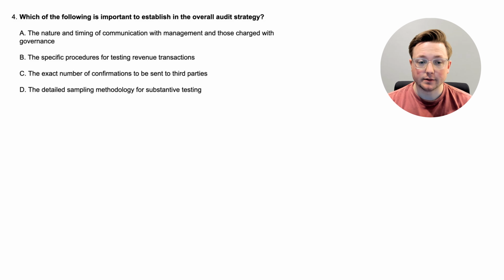Okay, here we are at question 4. Which of the following is important to establish in the overall audit strategy? Let's go through the options. A, the nature and timing of communication with management and those charged with governance. B, the specific procedures for testing revenue transactions. C, the exact number of confirmations to be sent to third parties. D, the detailed sampling methodology for substantive testing.